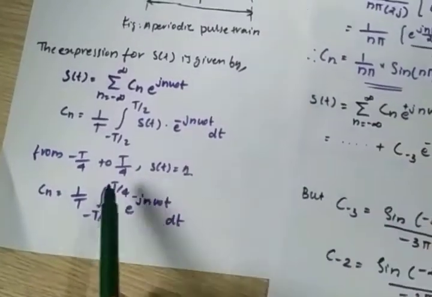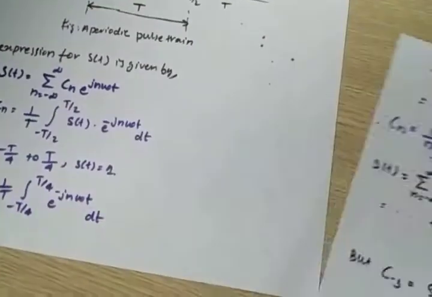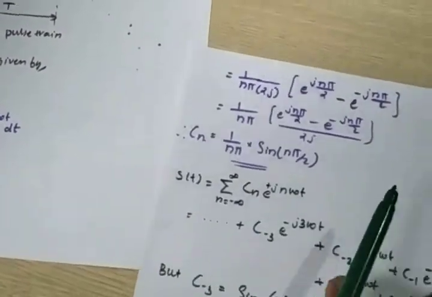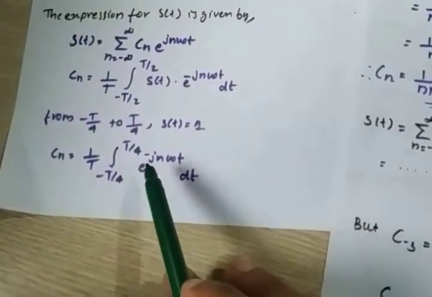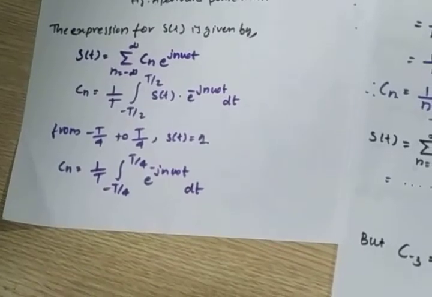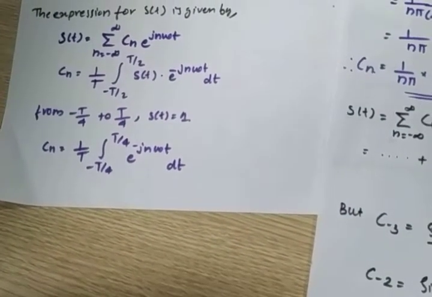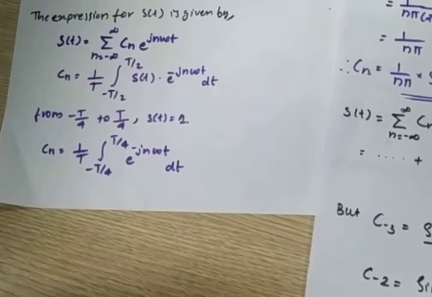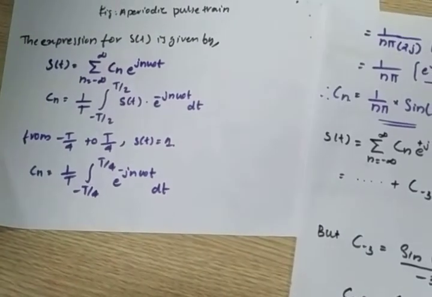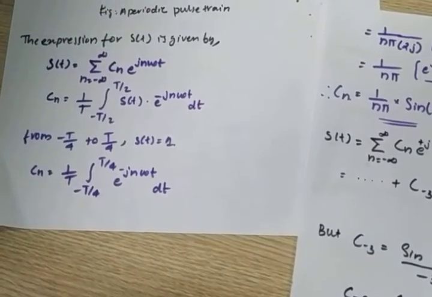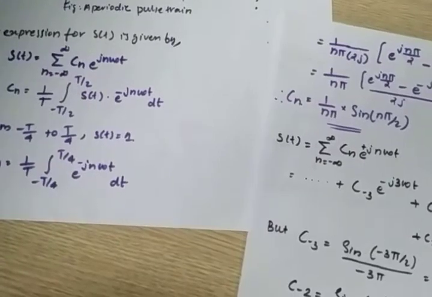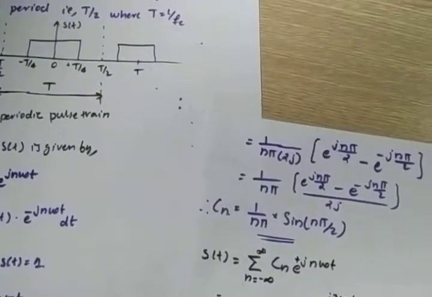So we are doing Cn. You just integrate this. What will you get after integrating? This is the signal. You integrate e raised to minus j n omega t, and you will get e raised to minus j n omega t divided by minus j n omega. Omega is nothing but 2 pi f.